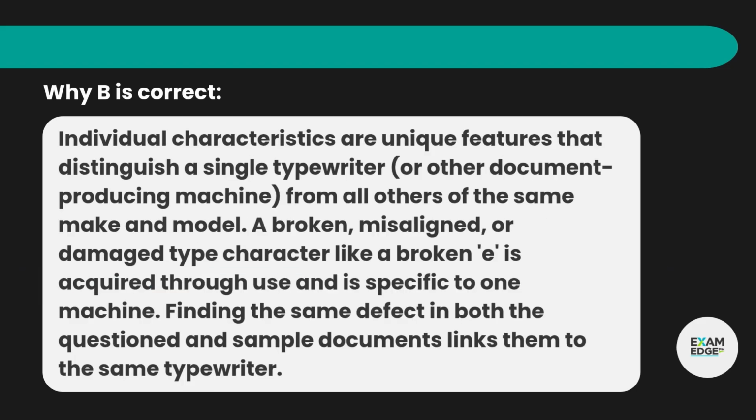Why B is correct? Individual characteristics are unique features that distinguish a single typewriter, or other document-producing machine, from all others of the same make and model. A broken, misaligned, or damaged type character like a broken E is acquired through use and is specific to one machine. Finding the same defect in both the questioned and sample documents links them to the same typewriter.